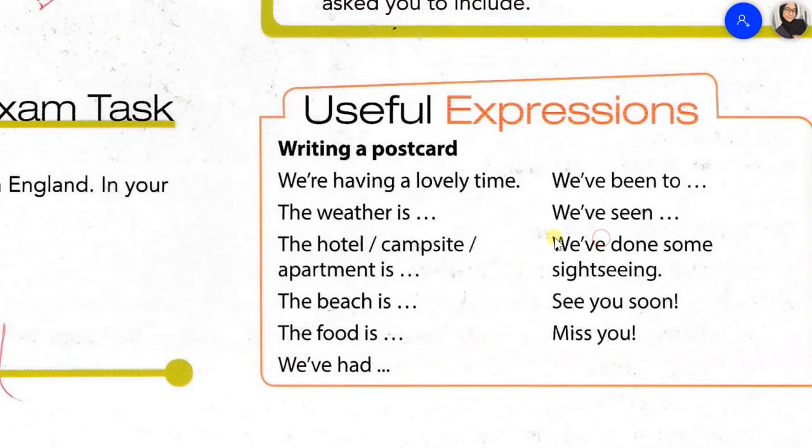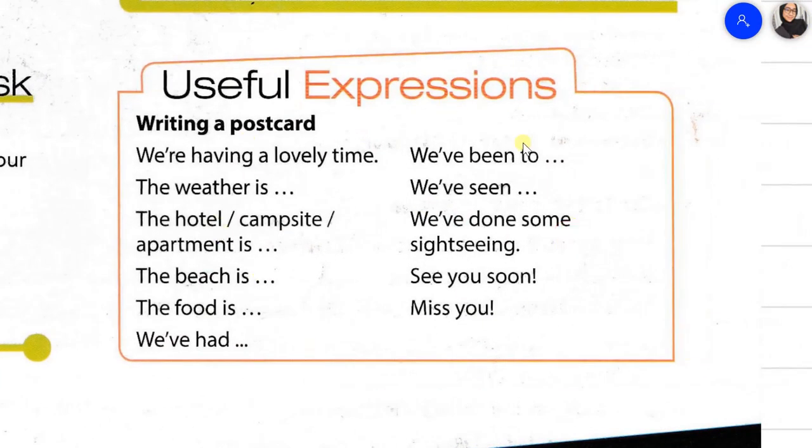Okay, so these are the useful expressions that you can use when writing your postcard. First one, we're having a lovely time. The weather is blah blah blah. The hotel or campsite apartment is blah blah blah. The beach is blah blah blah. The food is whatever. We've had a wonderful time or whatever. We've been to, we've seen, we've done some sightseeing. See you soon, miss you. So use these expressions when writing your postcard.